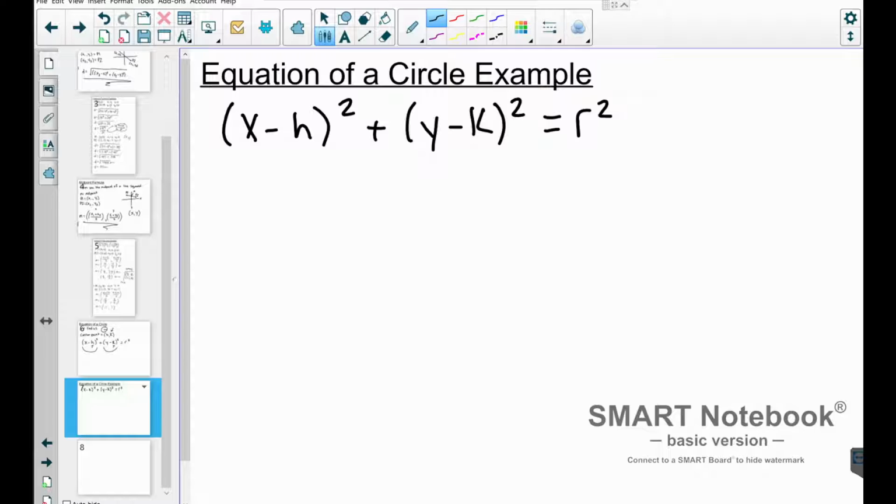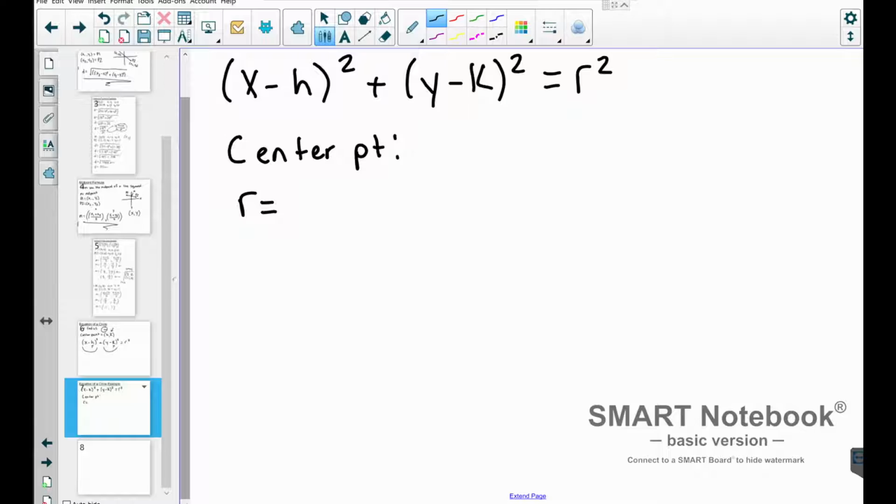We're going to have a center point, which we'll call center PT to abbreviate, and we're going to have a radius. In this case, I'm going to give you the center point and the radius, and you will have to write the equation for the circle. So if I said your center point is at (4, 3), and you have a radius of 8, you must write out the formula. So let's just plug this stuff in.